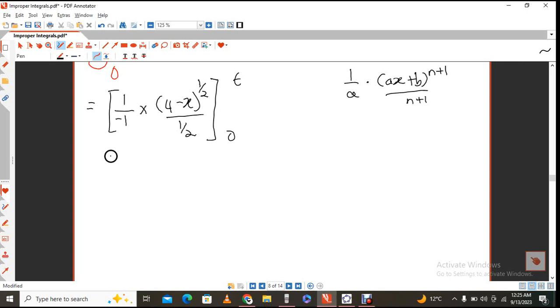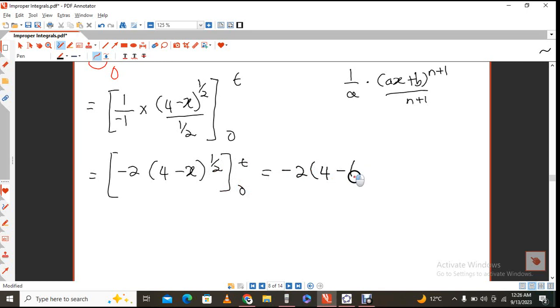So what you're going to have is -2, and then inside the bracket you are going to have (4 minus x) raised to the power of a half, and obviously from 0 to t. Of course, let me just go ahead and substitute in my values. So I have -2 (4 minus t) raised to the power of a half, minus -2 times (4 minus 0), and this is also raised to the power of a half.